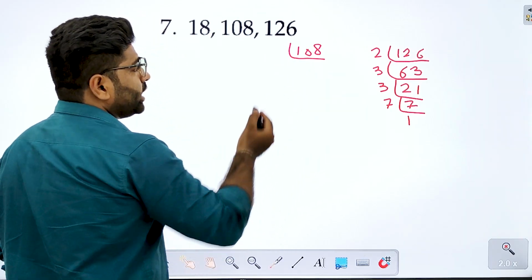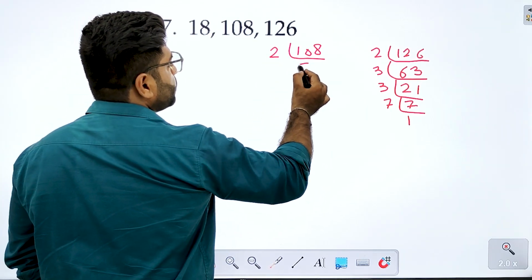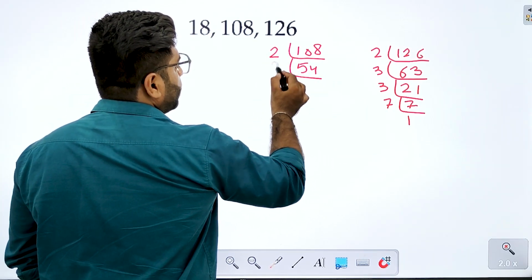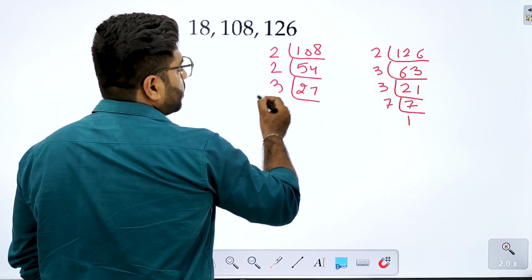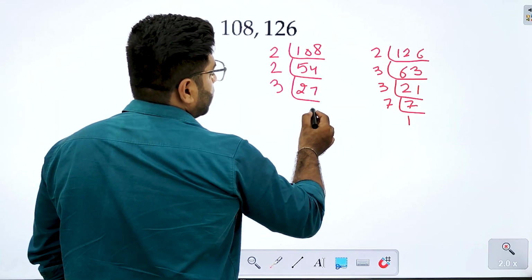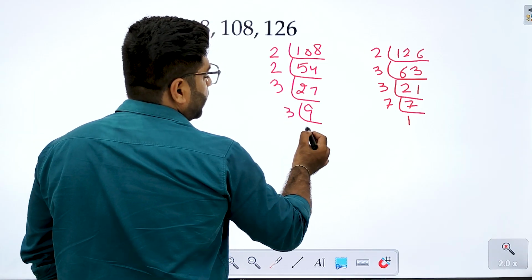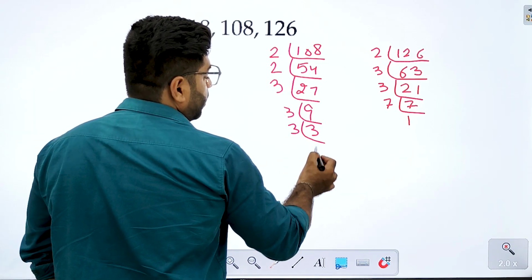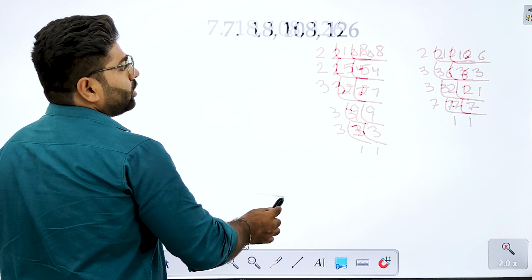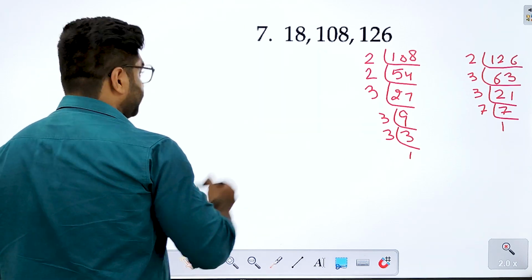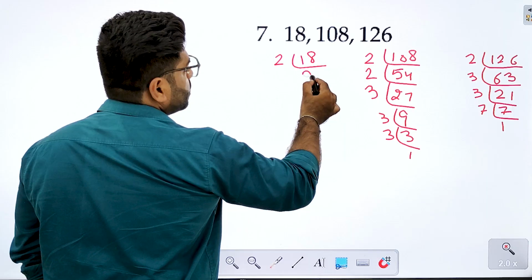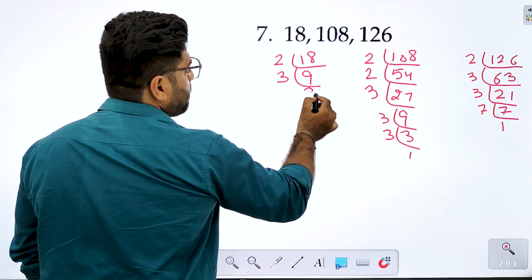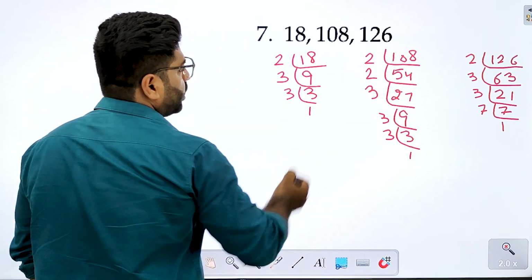Or we can say 108 divided by 2 is 54. Then again divided by 2, we get 27. Then again divided by 3, we get 9. Then 3, 3, 1. Clear? Next we have 18. We divide by 2, this is 9. Then 3, 3, 1.